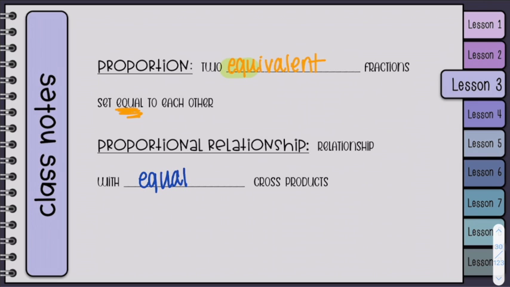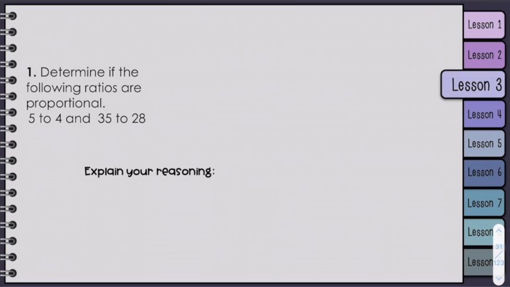Okay, so let's try this out. Our first question is determine if the following ratios are proportional. So 5 to 4 and 35 to 28. The first thing that I want to do, since it's written out in words, is write it in fraction form. To me, that's going to help me set up a proportional relationship or identify if there is a proportional relationship. So here we have 5 over 4 equals 35 over 28. And this is just me checking if it is a proportional relationship.